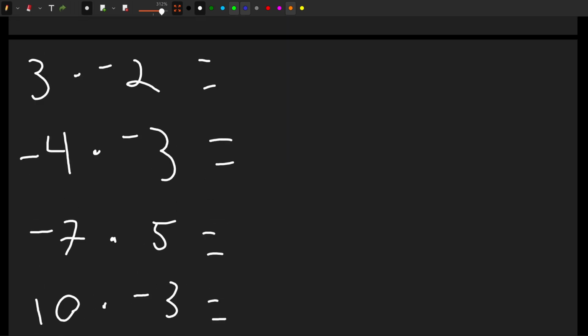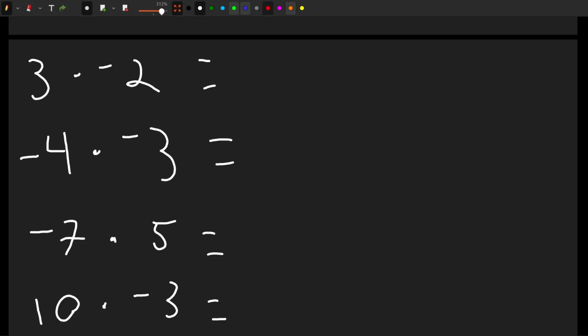Okay. Now, from our last video, if you didn't watch the video on integer operations, you should watch the video on integer operations. But we determined that in multiplication there are 4 rules. The summary of those 4 rules is that if you're multiplying a positive and a positive, it's a positive. If you're multiplying a negative and a negative, it's a positive. If you're multiplying a positive and a negative, it's a negative. And if you're multiplying a negative times a positive, it's a negative.